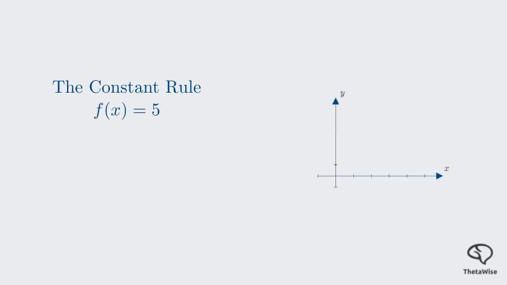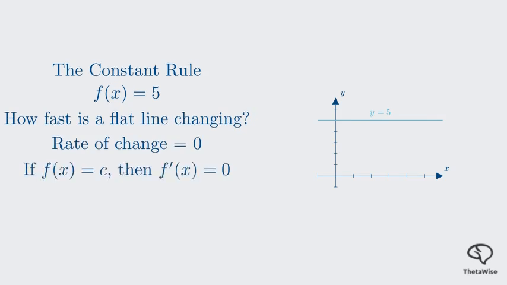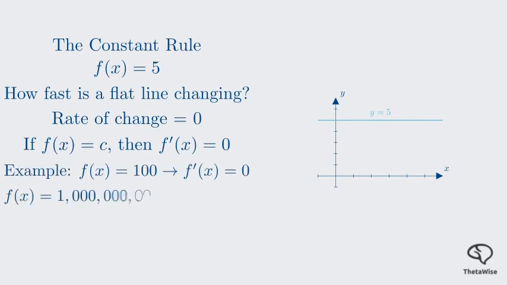Let's start with the simplest rule possible, the constant rule. Imagine a function that is just a flat number, like 5. If you look at this graph, notice it is perfectly flat. It isn't going up and it isn't going down. It is constant. So, how fast is it changing? It's not. Its rate of change is 0. This gives us our first rule. The derivative of any constant number is always 0. Whether the number is 5, 100, or a billion, if it doesn't have an x attached to it, its derivative is 0 because it never changes.